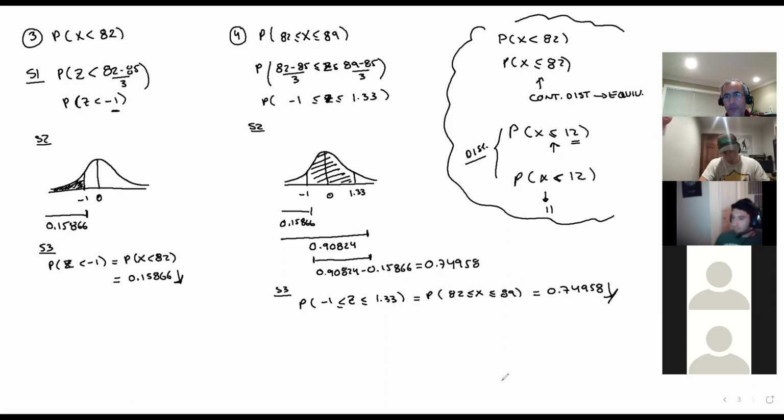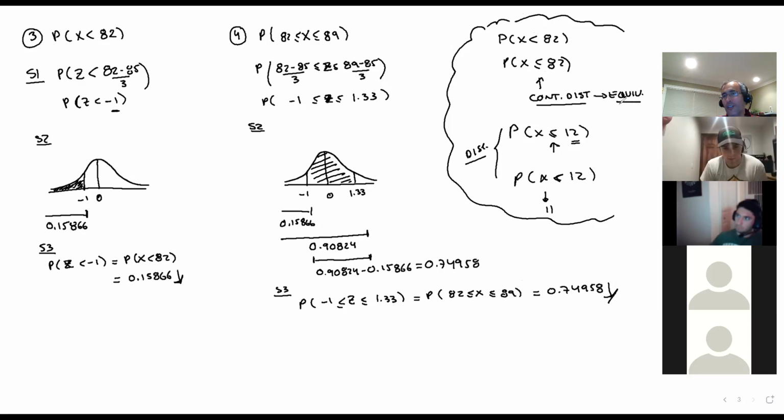Professor, I have a quick question. So you know the 0.90824? Doesn't that represent the probability of Z being less than 1.33 and not being less than or equal to 1.33? No, that was the explanation I was doing here, guys. The difference between less than or less or equal in a continuous probability distribution is nothing. So they are equivalent. Oh, okay.